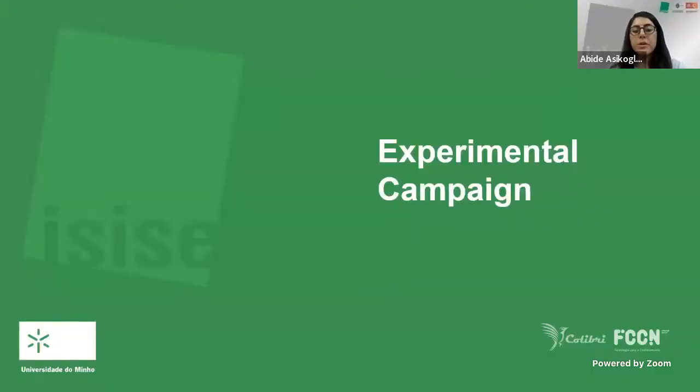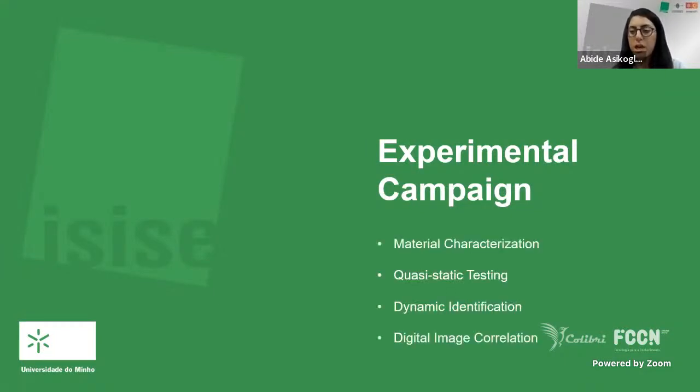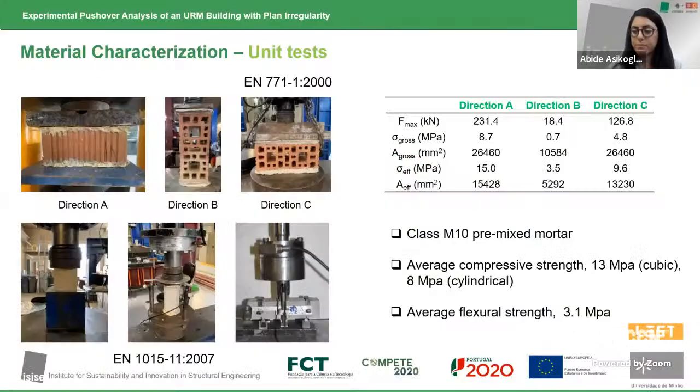So the experimental campaign includes four parts, but today I will only describe the part related to quasi-static testing, and I will briefly provide some information about the rest. Within the scope of material characterization, unit tests for bricks and mortars were performed.